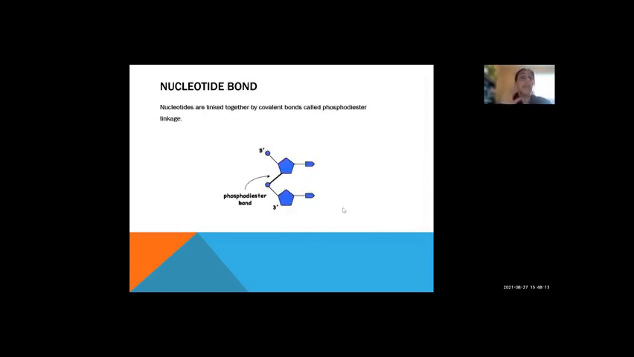Next is the nucleotide bond. Now, why are we talking about bonds here? Because a nucleotide is made up of small components. We want to see what is joining them, what's binding them together, like a glue, okay?